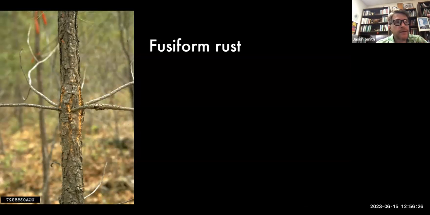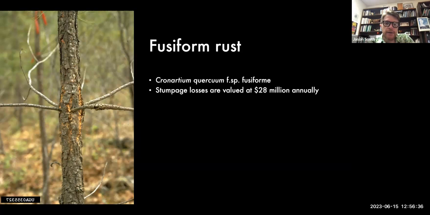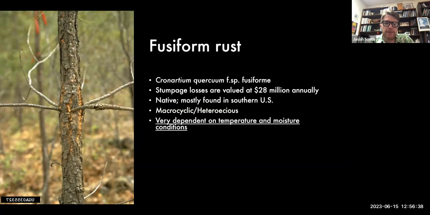Fusiform rust is a disease that occurs on pine trees, and it's caused by a pathogen, Cronartium quercuum. It's one of the most important diseases affecting pines in the southeastern U.S. It's a huge problem. It's a rust that alternates between pines and oaks. It's very dependent on temperature and moisture conditions. And in some cases, this can be a big problem. It depends on where you're at. That's a big part of it, whether the climate conditions are favorable and whether or not you have susceptible hosts.